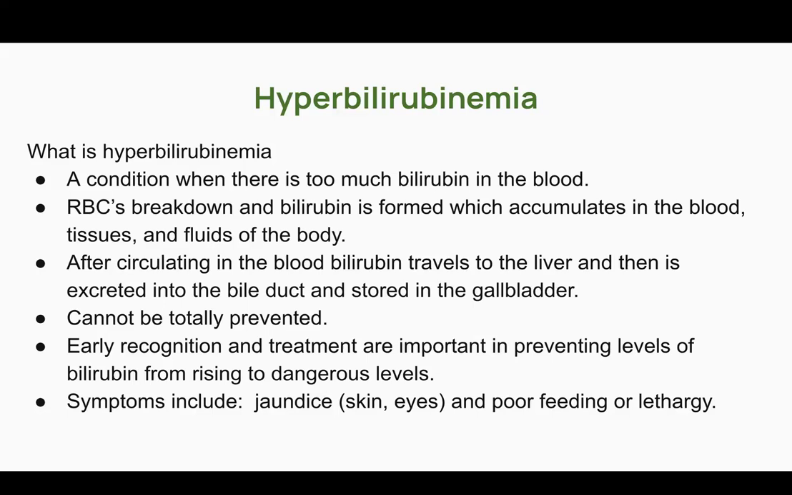Hyperbilirubinemia cannot be totally prevented at all. Early recognition and treatment are important in preventing levels from rising to dangerous levels. Symptoms include jaundice. That's when you will see a yellowish tint to the sclera of the eyes or the skin, particularly in the face, is where we usually see it first. In infants, it might be poor feeding or lethargy. They might present with either of those.